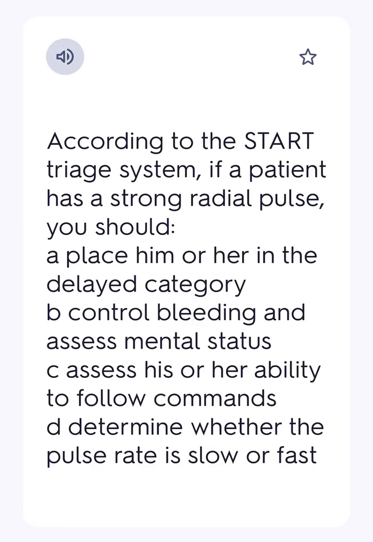According to the STAR triage system, if a patient has a strong radial pulse, you should: A. Place him or her in the delayed category. B. Control bleeding and assess mental status. C. Assess his or her ability to follow commands. D. Determine whether the pulse rate is slow or fast.